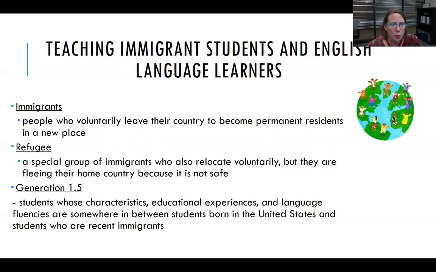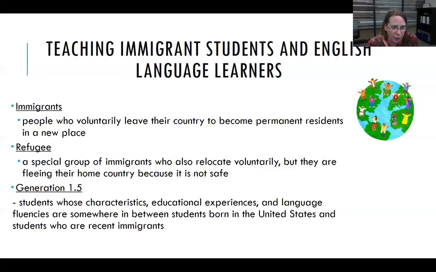All right, so I just wanted to make sure that everybody has a sound understanding of some of the vocabulary that surrounds teaching immigrant students. And so these are just definitions. Immigrants are people who voluntarily leave their country to become permanent citizens in a new place. Refugees are a special group of immigrants who also relocate voluntarily, but they're fleeing their home country because it is not safe. So reasons for becoming a refugee are typically political and often have to do with war.